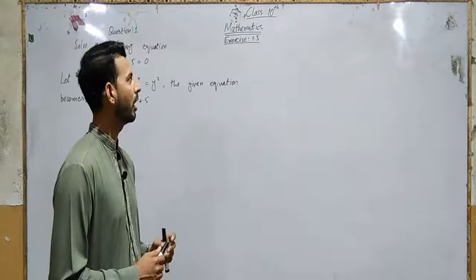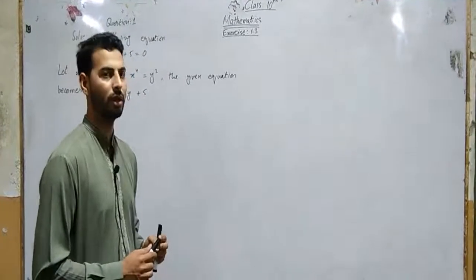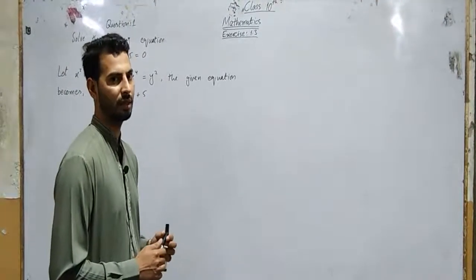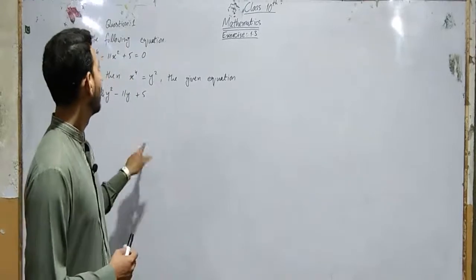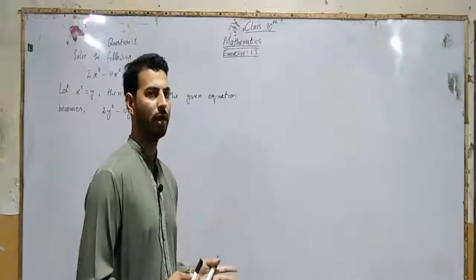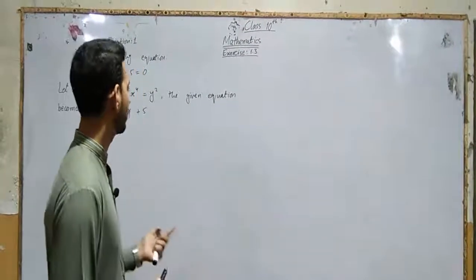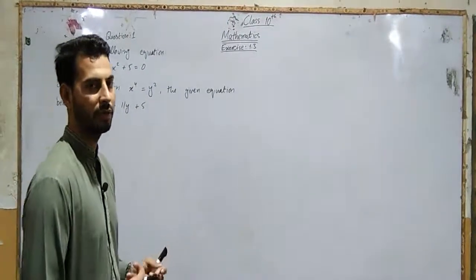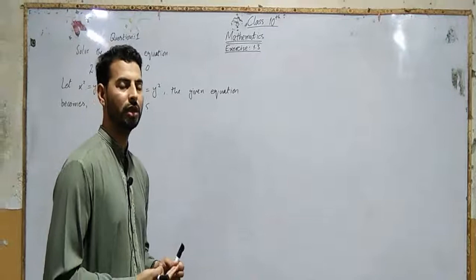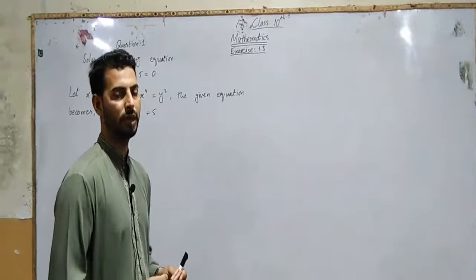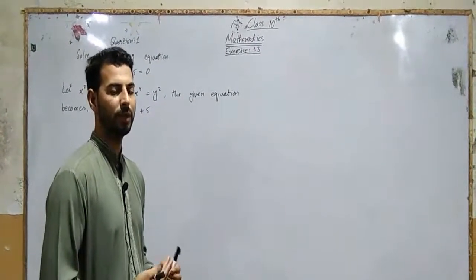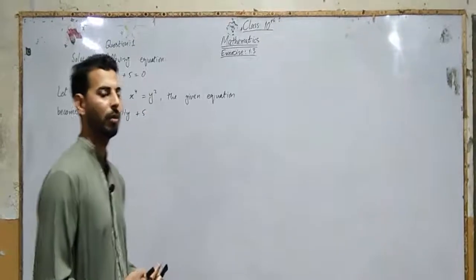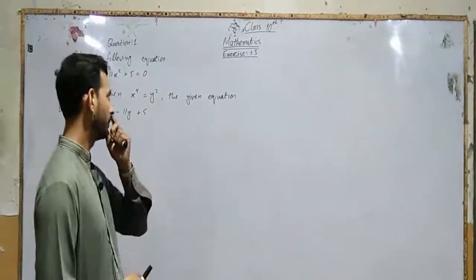We are going to start our exercise 1.3 of mathematics STEM method we have to use to solve these equations. So we can solve them by using factorization or by using completing square method or by using quadratic formula.